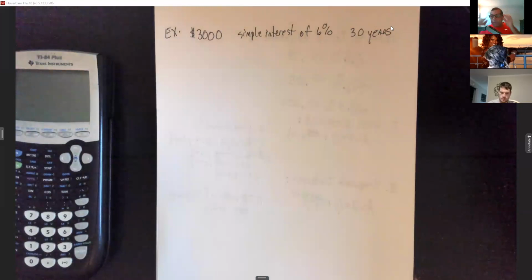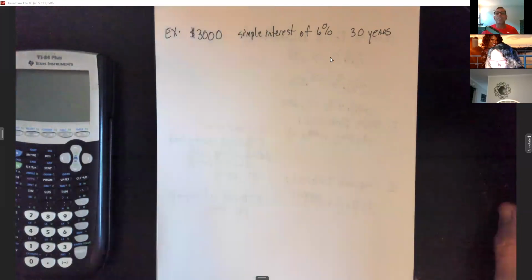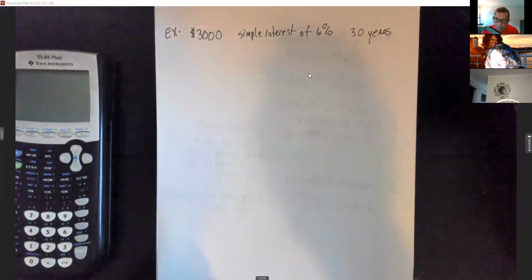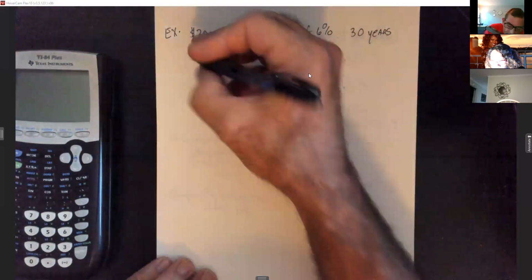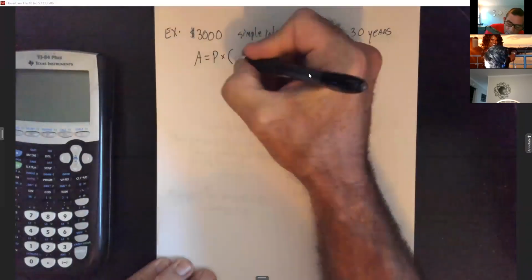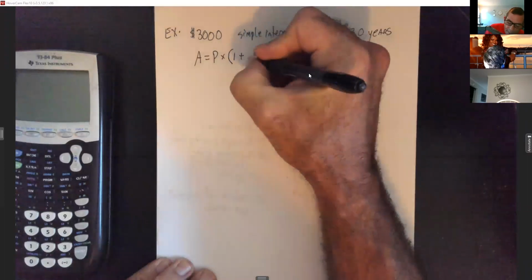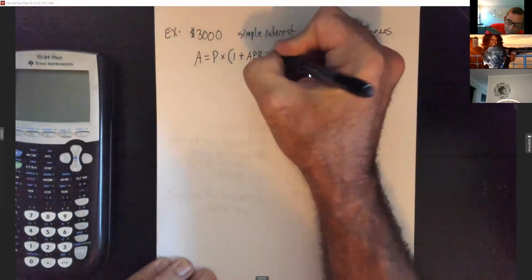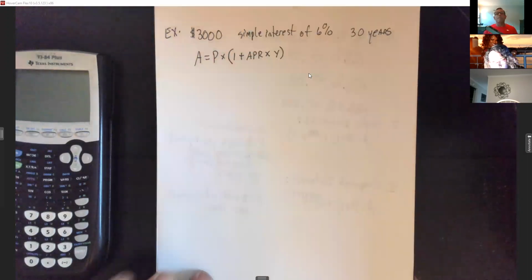So we want to know how much money will we have after 30 years if we invest $3,000 at a simple interest of 6%. So what that means is once a year, they'll give me 6% of what my money's worth, add it to it, and then the next year they'll do the same thing for 30 years. All right, so I'm going to use my simple interest formula, which is A equals P times parentheses 1 plus the APR times the years, which is the Y.